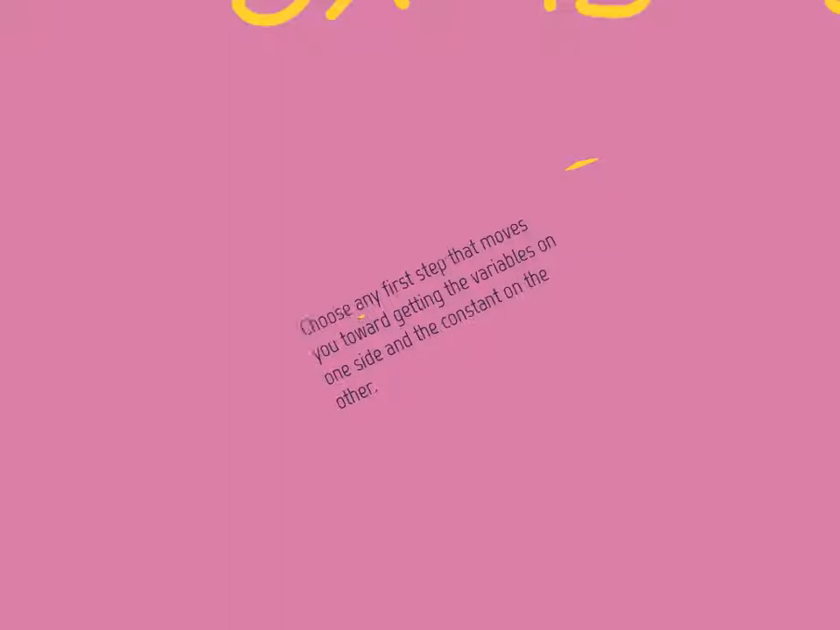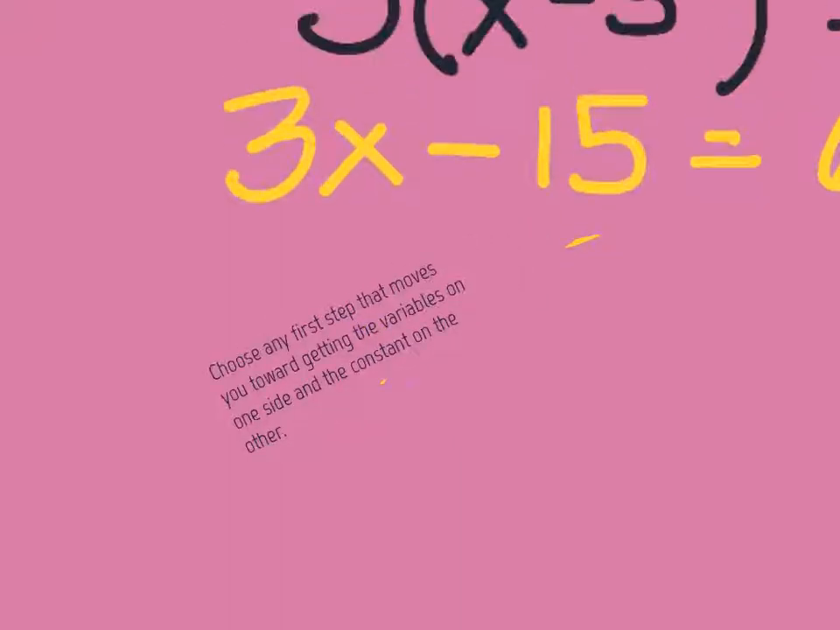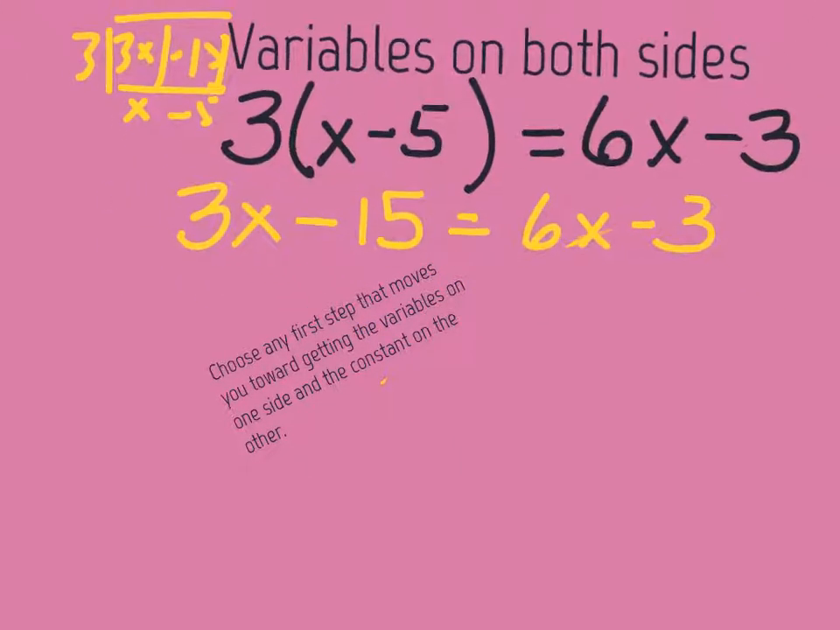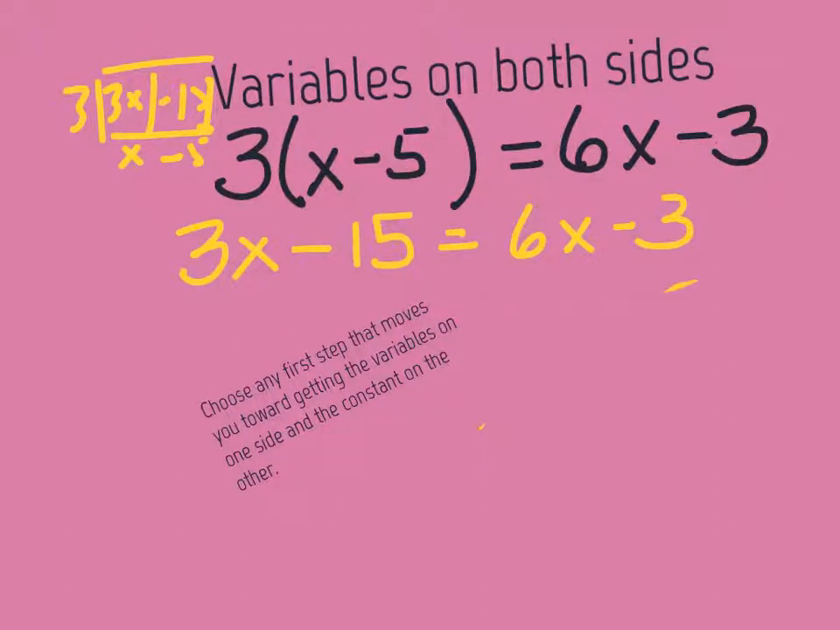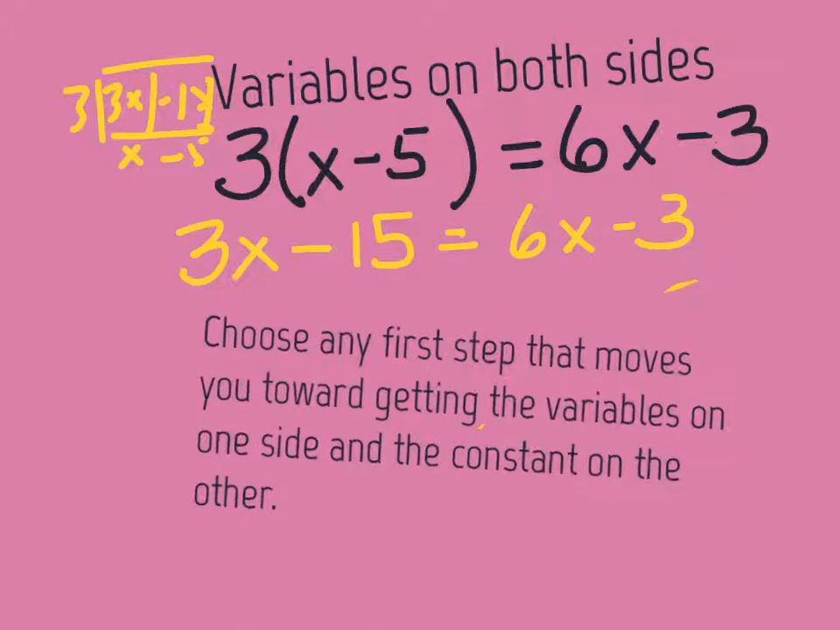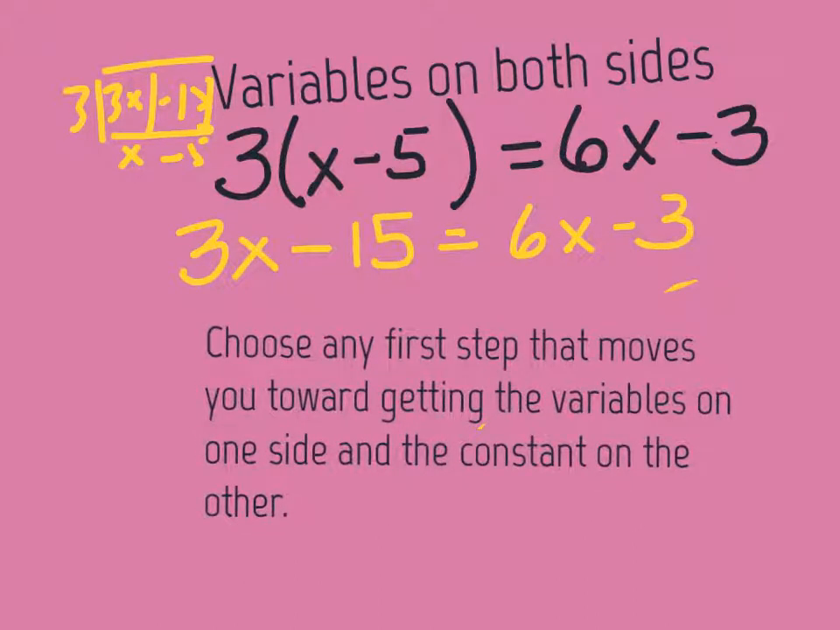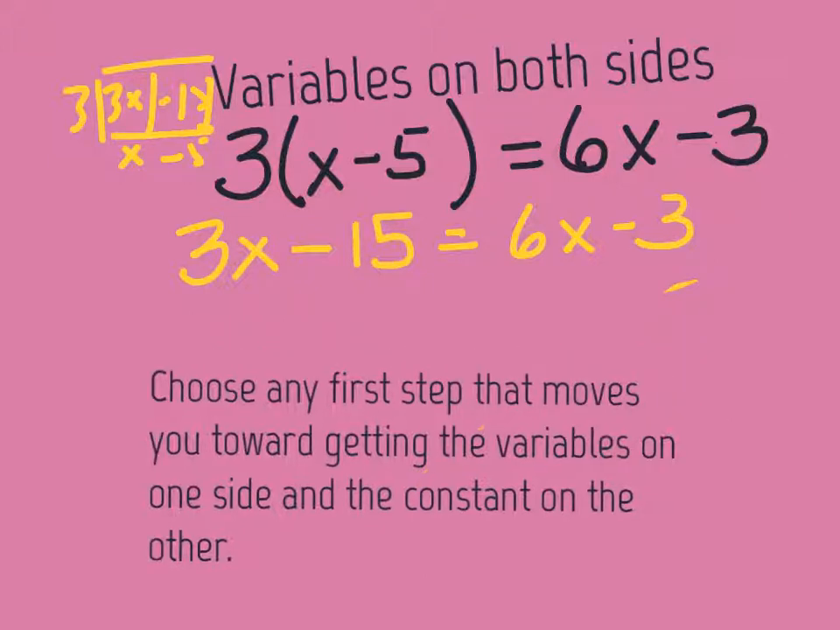You can choose any first step with the goal that you're getting the variables on one side and the constants on the other. I like to try and make it so I don't end up with a negative number in front of the variable, a negative coefficient.